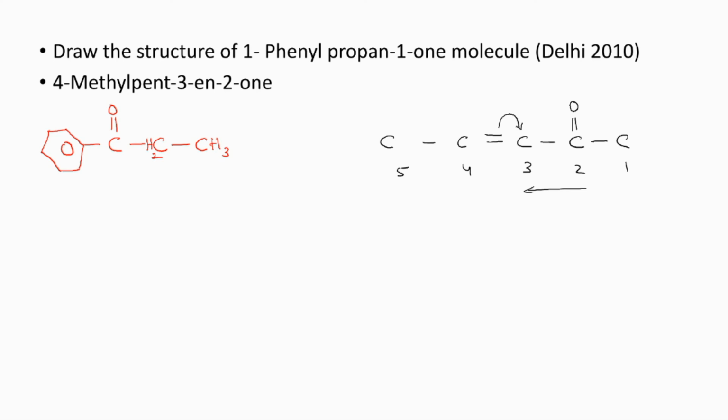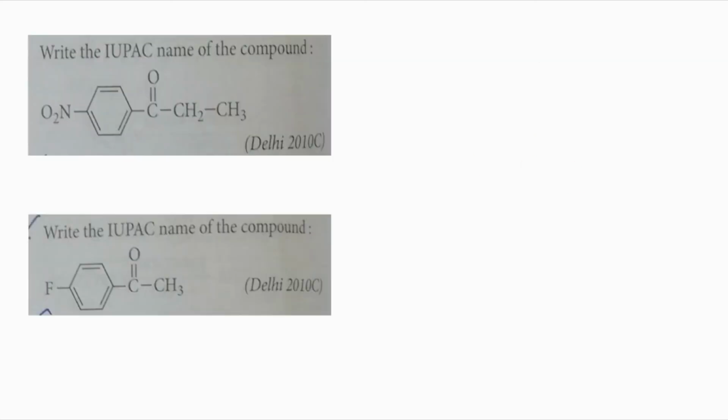And again at the fourth position a methyl group is present. So you draw that also, CH3. Okay, then the rest of the valencies can be satisfied with hydrogen. See, our compound is ready. Okay, it's so easy. Now see this one, write the IUPAC name of the compound.